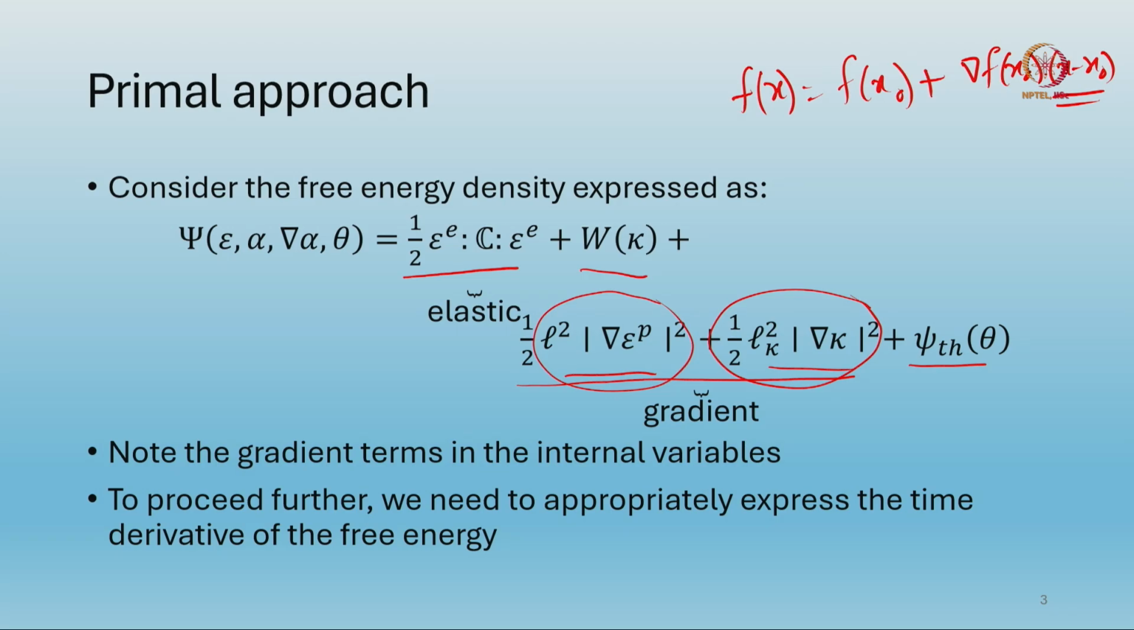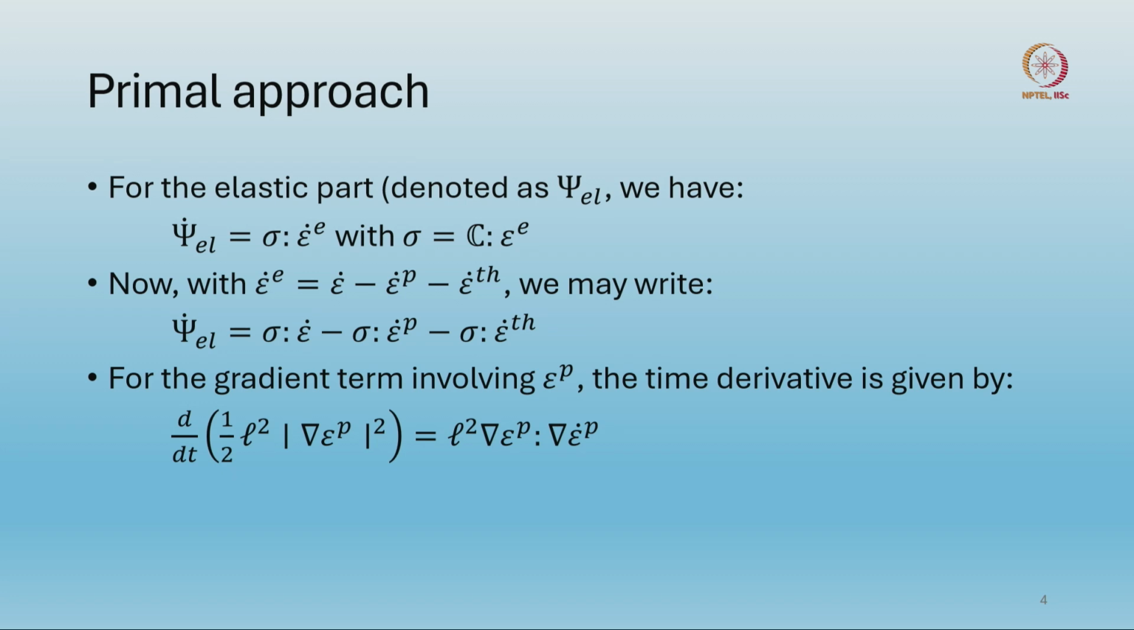Okay. Right. So, to proceed further, we need to appropriately express the psi dot always, because the dissipation inequality involves psi dot. So, let us do that. Now, let us do term by term. So, the elastic part, if I take the time derivative, it is simply, by Coleman-Noll, del psi elastic by del epsilon E inner product with epsilon E dot, but by Coleman-Noll del psi by del epsilon E is just the stress. So, this is what we get.